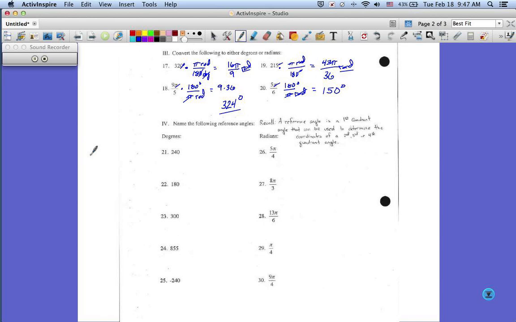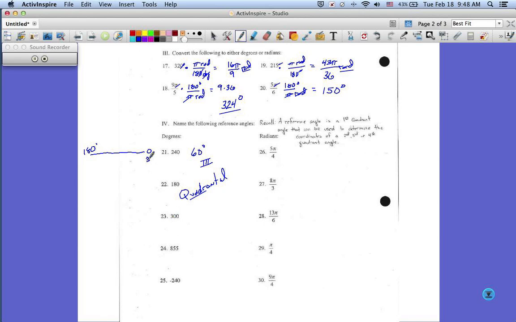So I'm looking 0, 180. Well, this is 60 away from it. 60 degrees and 240 is down here, which is quadrant 3. 180 degrees is quadrantal. Okay, that does not have a reference angle.